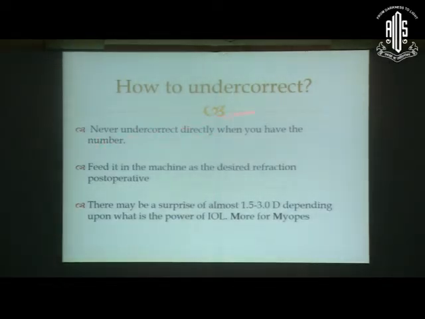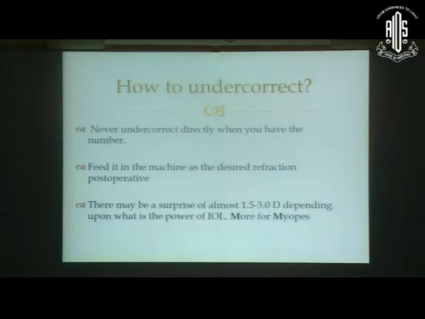The second thing is this. All the pediatric surgeons know this, but a lot of times adult ophthalmologists have an IOL power and a number in their mind, say they would undercorrect 4 diopters, and they undercorrect directly from the IOL power. You don't have to undercorrect directly from the IOL power. You have to feed it into the machine as the desired refraction. You will be surprised when you do it. You will find a difference of almost 1.5 to 2 diopters. That is what happens when you do it directly, and you realize it in the post-op refraction: you undercorrected 4 and it has only undercorrected by 2.5 or 3 diopters. So that is also very important.